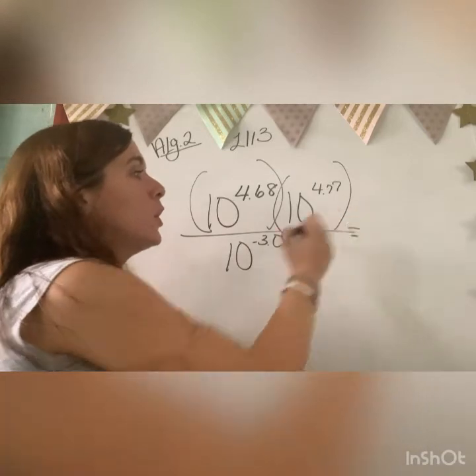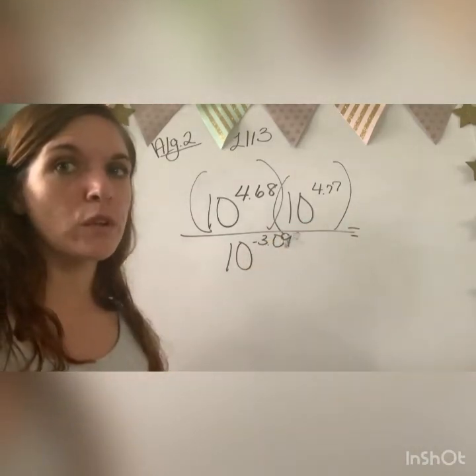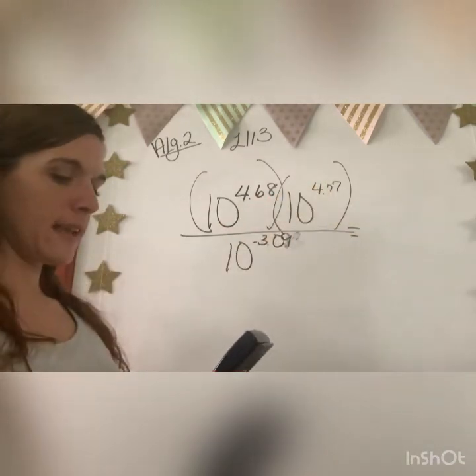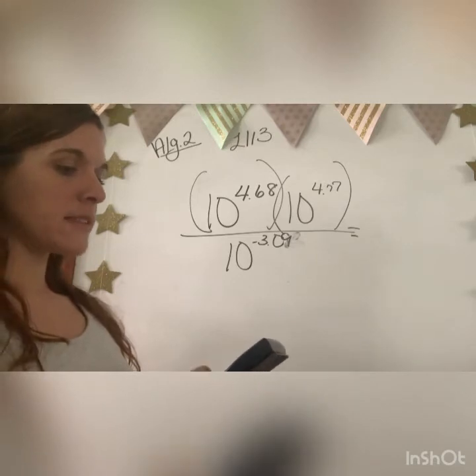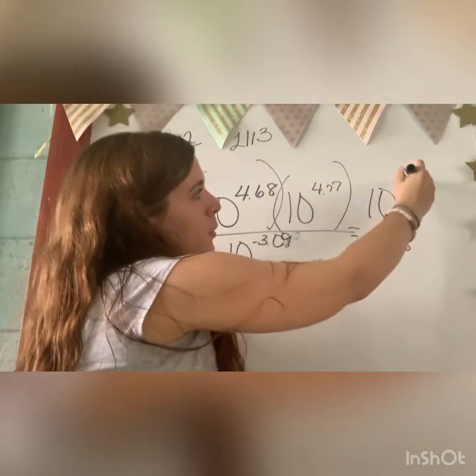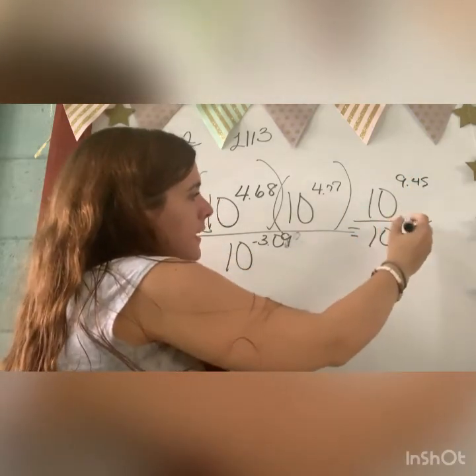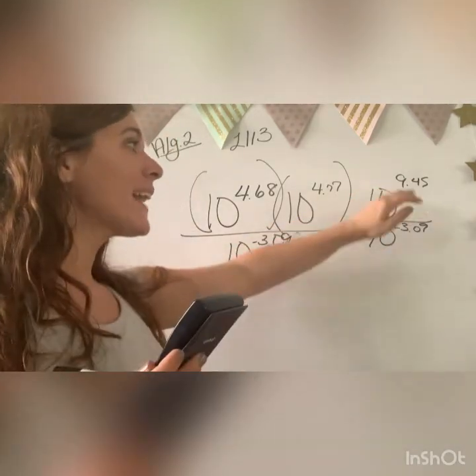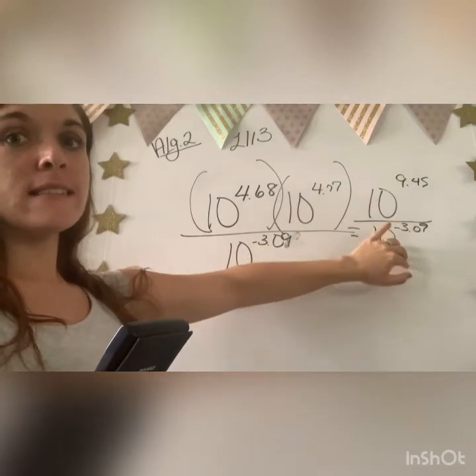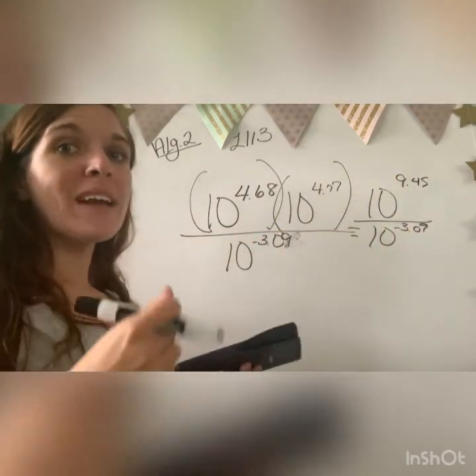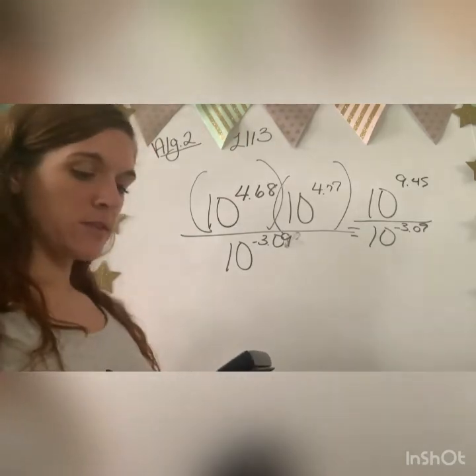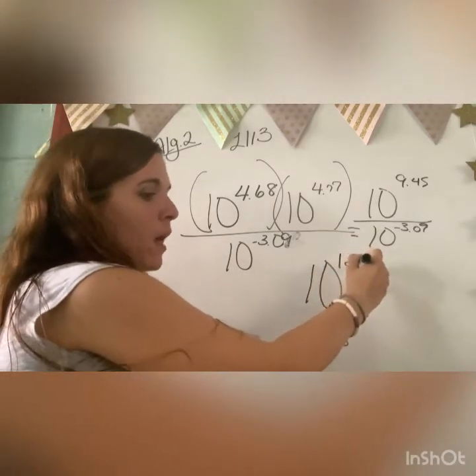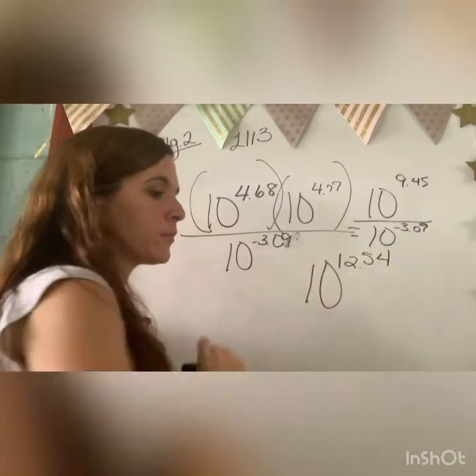So then, what do we do? Well, what are your rules of exponents? They're the same as the rules for logarithms. When you are multiplying with the same base, you're adding the exponents, right? So here we go, 4.68 plus 4.77 is 9.45, 10 to the 9.45, over 10 to the negative 3.09. When you're dividing exponents like this, you subtract. So it's 9.45 minus a negative 3.09, so it's 9.45 plus 3.09. So your answer is 10 to the 12.54, right? Okay.